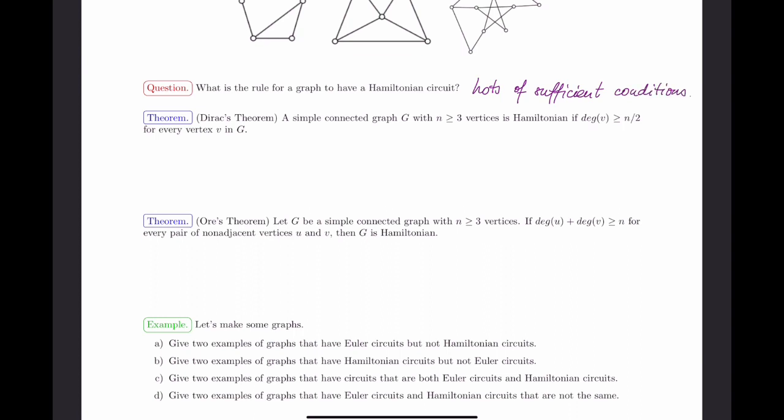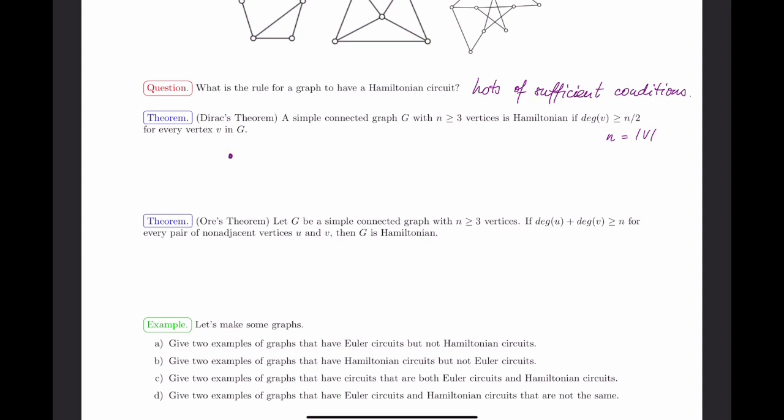So first up, we have what's called Dirac's theorem, named after the mathematician Dirac. A simple connected graph with at least 3 vertices is Hamiltonian if the degree of every vertex in the graph is at least n/2. So here, n stands for the number of vertices in the entire graph.